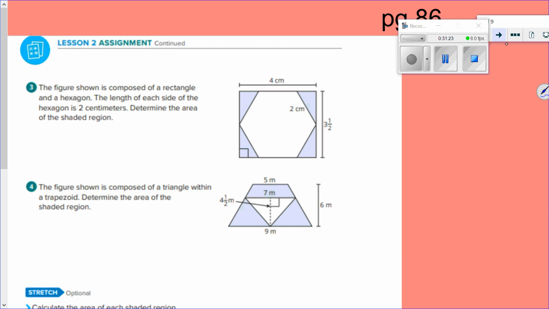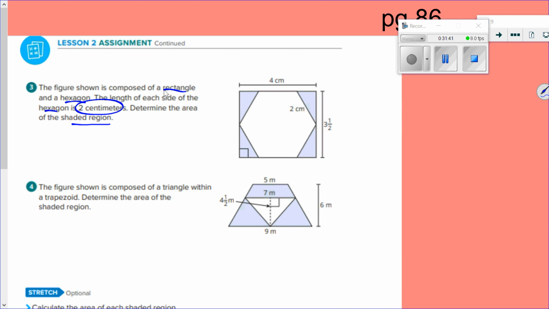Going to the last page. This is page 86. On this one, now it's a rectangle and a hexagon. The length of each side of the hexagon is 2 centimeters. Determine the area of the shaded region.